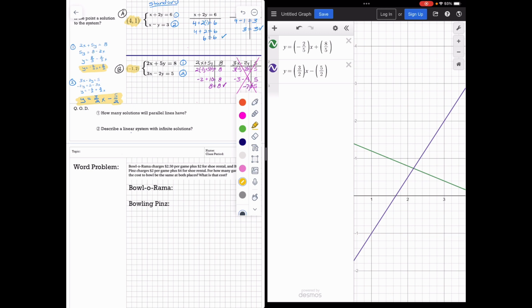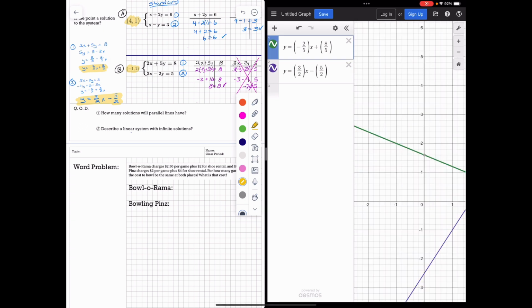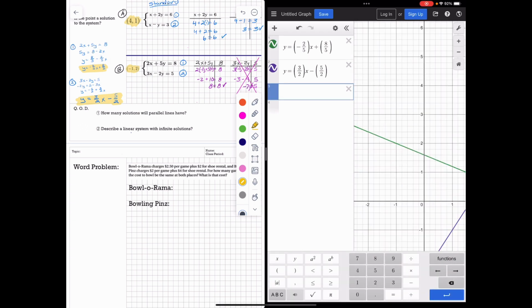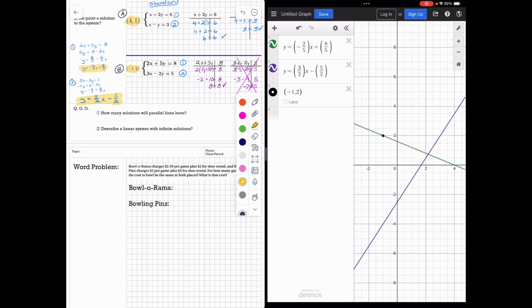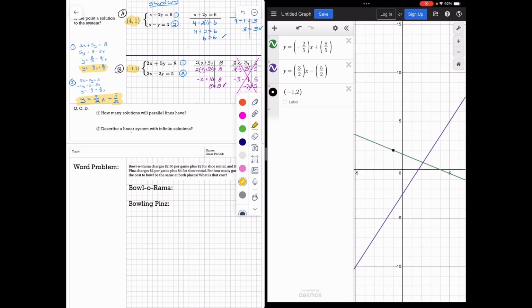Now, if I take a look at -1, 2, I can plot it on Desmos. Let's see, -1, 2. You can see here that it intersects that green line, that first line of our system, but it is nowhere near that purple line.